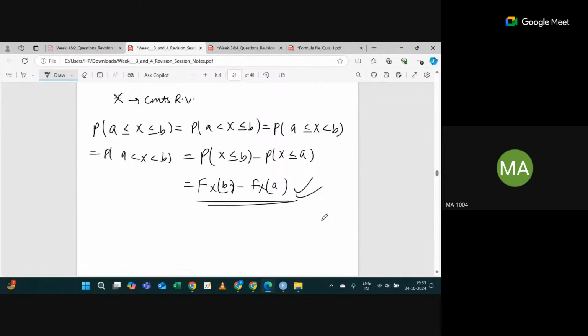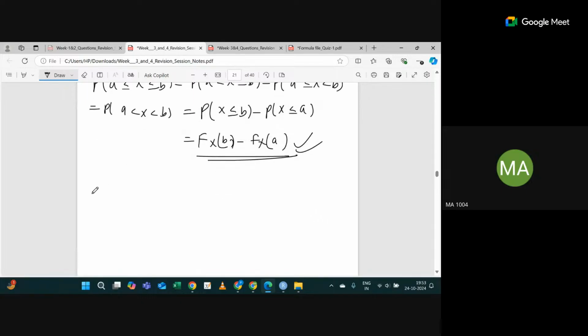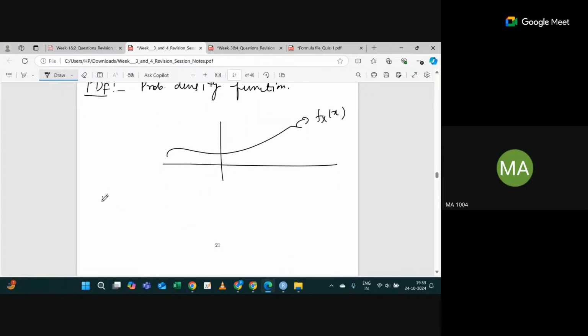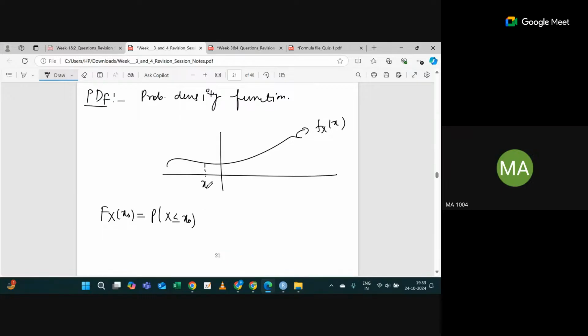Do not worry. Let me give you the idea behind the PDF also. In case of discrete, we had the probability mass function. In case of continuous, we will have the probability density function. So what is the probability density function? Suppose this is any kind of function, a function of x. For example, what is the CDF? If I want to define fx naught, this is probability x less or equal to x naught. Suppose x naught is somewhere here, so I am interested in this region.